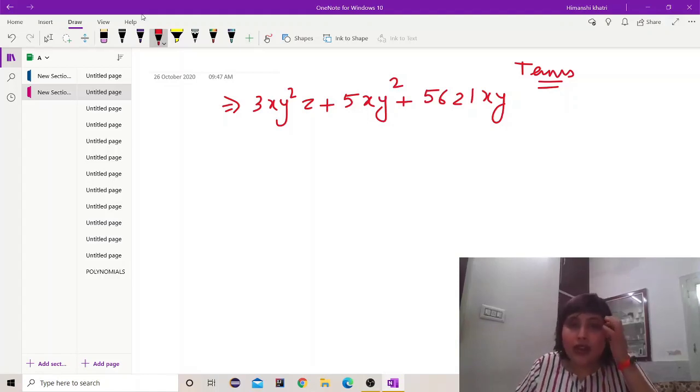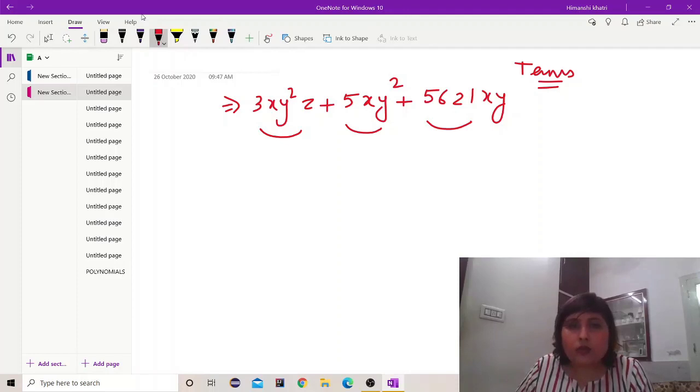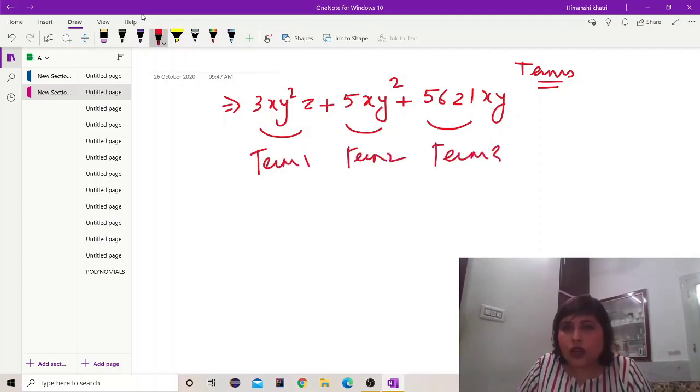So how do we identify a term? Term is a portion. Now see here, a plus sign is given here, and here it is also given a plus sign. So that means we have three portions in our algebraic expression. The first portion is 3xy square z, the second portion is 5xy square, and the third portion is 5621xy. So 3xy square z is term 1, this is term 2, this is term 3.